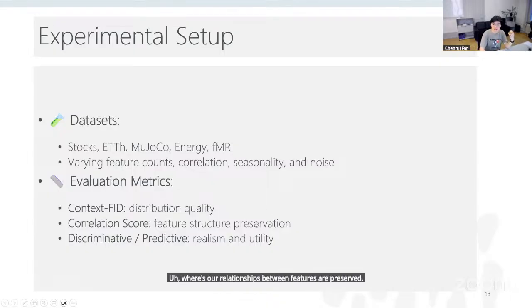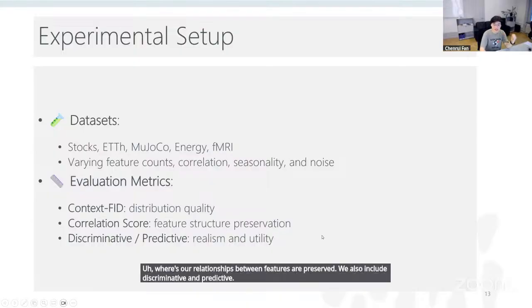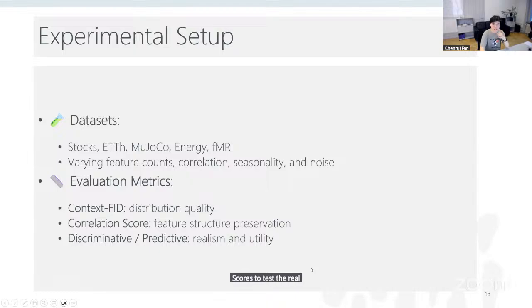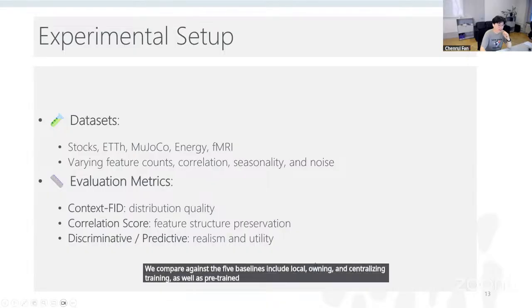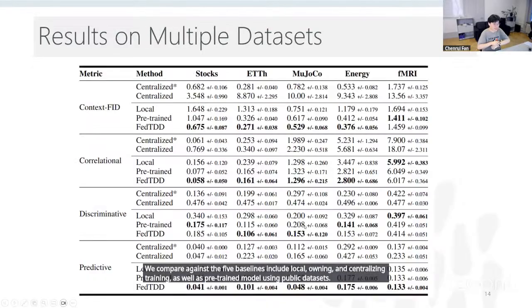We also include the discriminative and the predictive scores to test the realism and how well synthetic data can support downstream forecasting tasks. We compare against 5 baselines, including local training and centralized training, as well as a pre-trained model using a public dataset. So let's see the result.